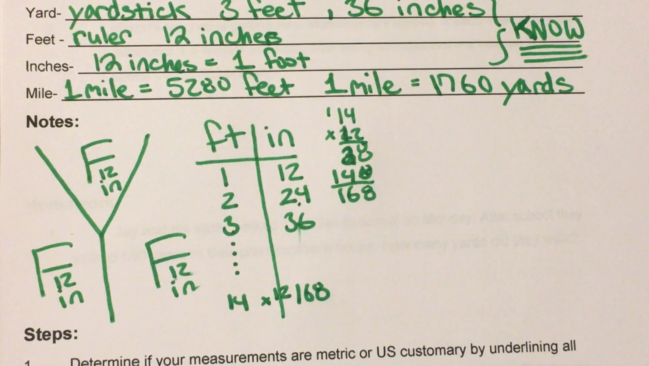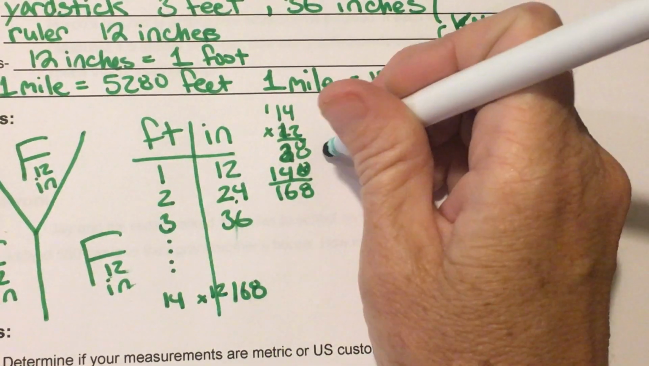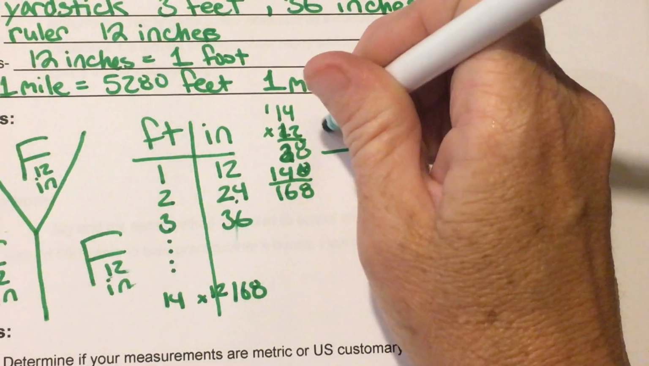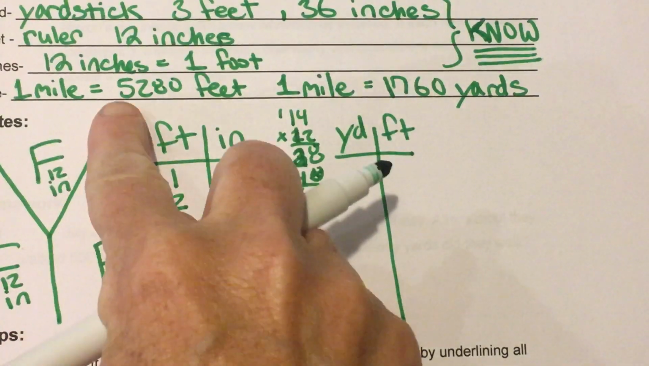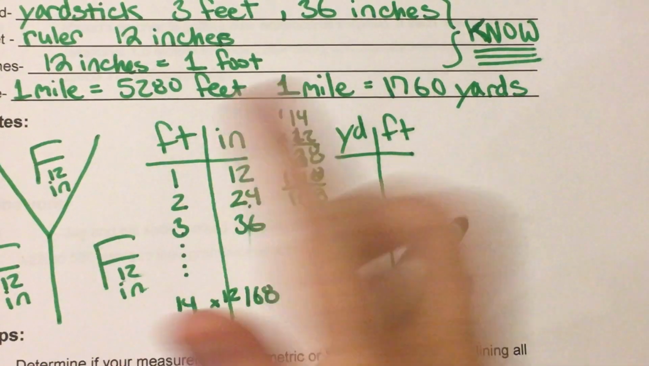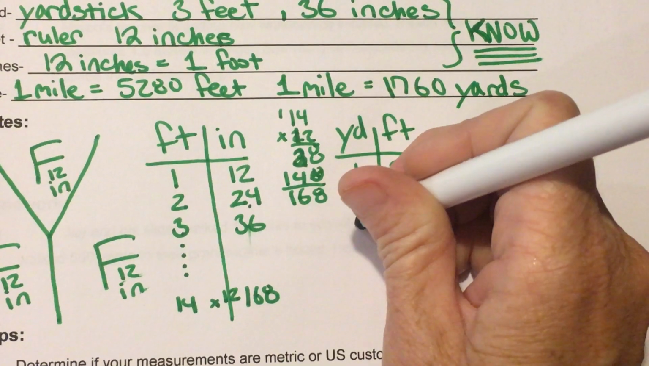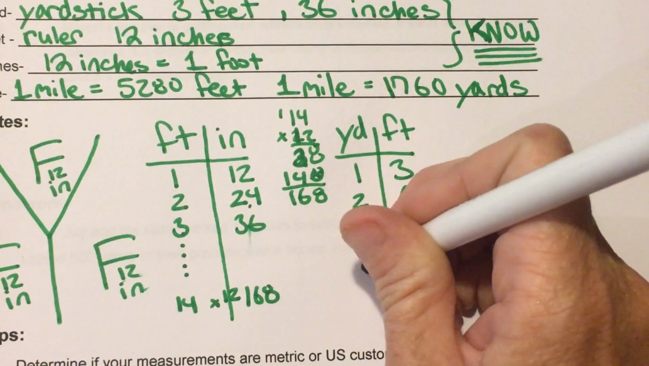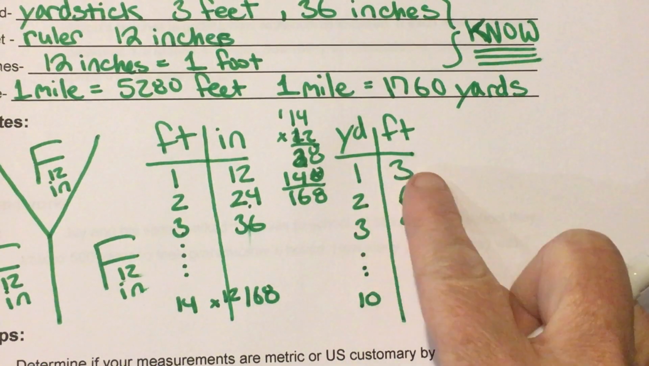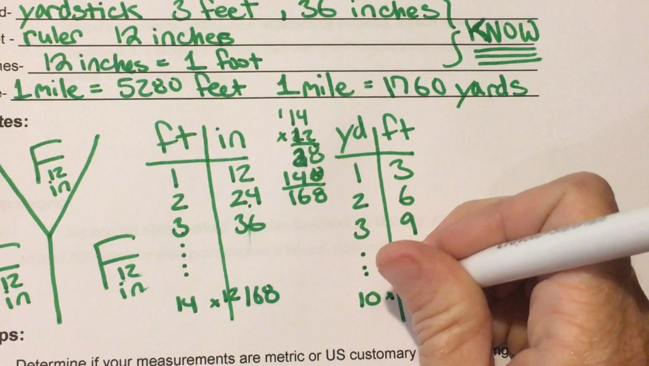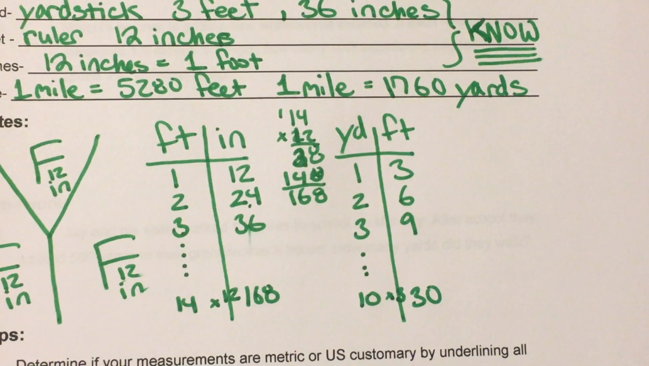Okay, I could do that table for any conversion. So maybe the problem wants me to convert between yards and feet. Well, this picture shows me that 1 yard is 3 feet. So then I know 2 yards is 6 feet. 3 yards is 9 feet. But what about 10 yards? Well, the pattern, if I see, is multiply by 3. So 10 yards would be 30 feet.